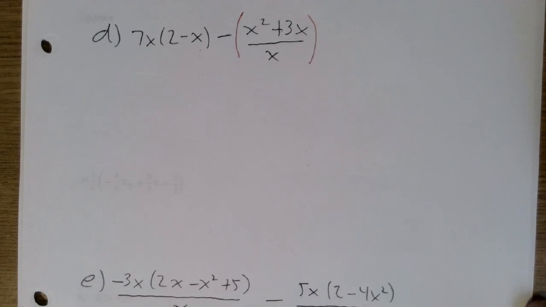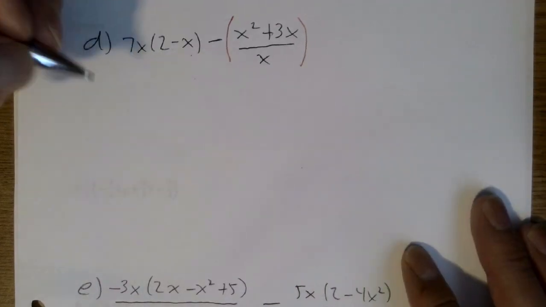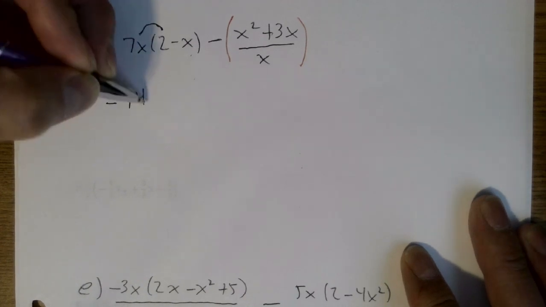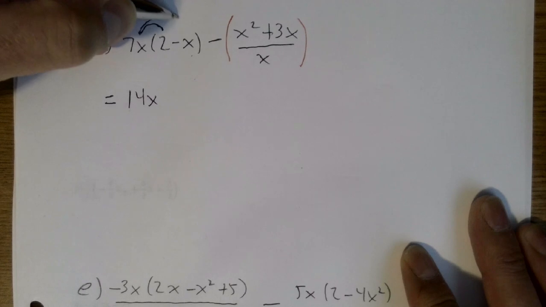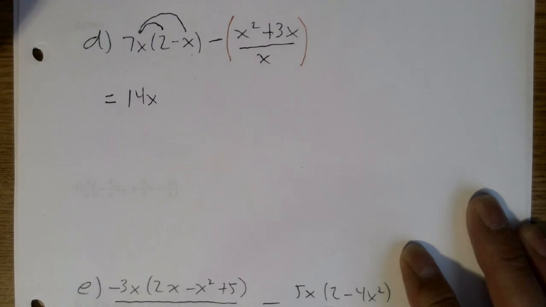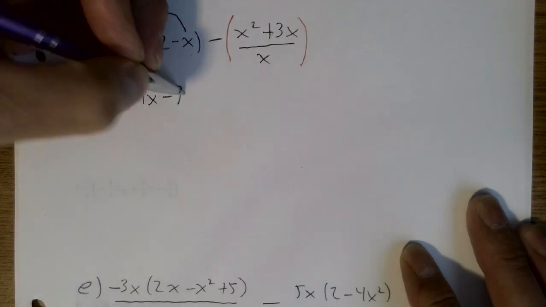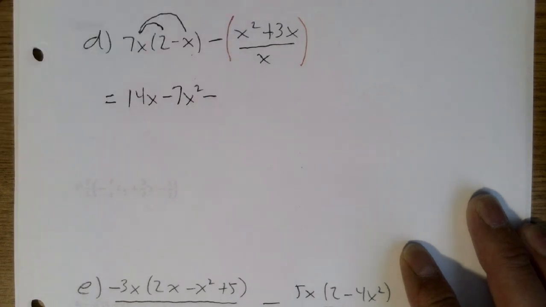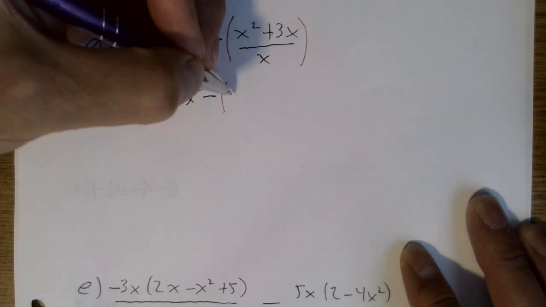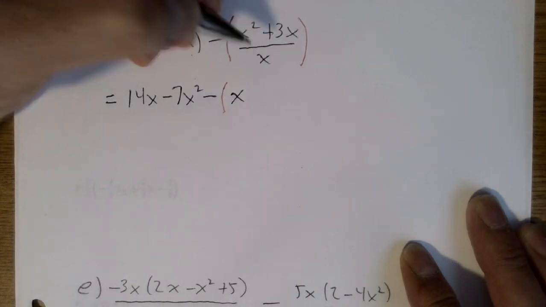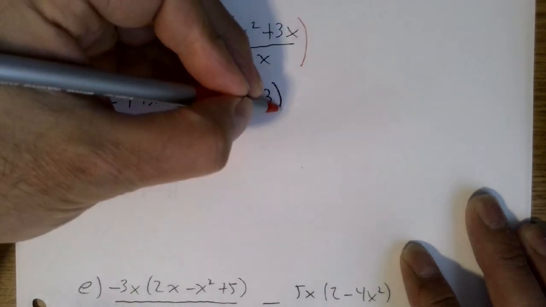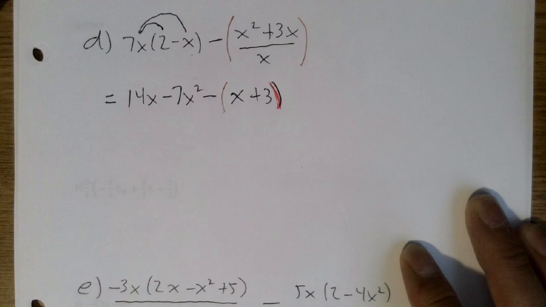Okay, so let's go back to our multiplying and dividing here. So 7x times 2 is going to be 14x. 7x times negative x is going to be minus 7x squared. And now we're going to subtract whatever our answer is we get in the brackets here. So x squared divided by x is x. 3x divided by x is 3. Oops, I guess I should have used a red bracket there. Whatever. Okay.